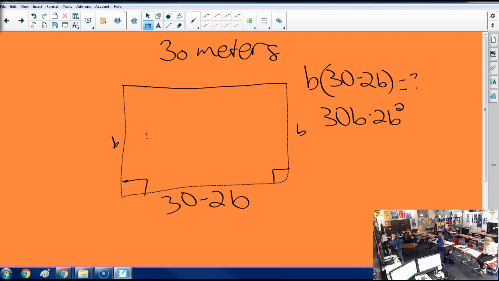Wait, we're trying to use the least amount of fencing to make the biggest area. No, that's not what I asked you to do. We use all 30, but we need the biggest area. If we knew what the area was, but we didn't know.